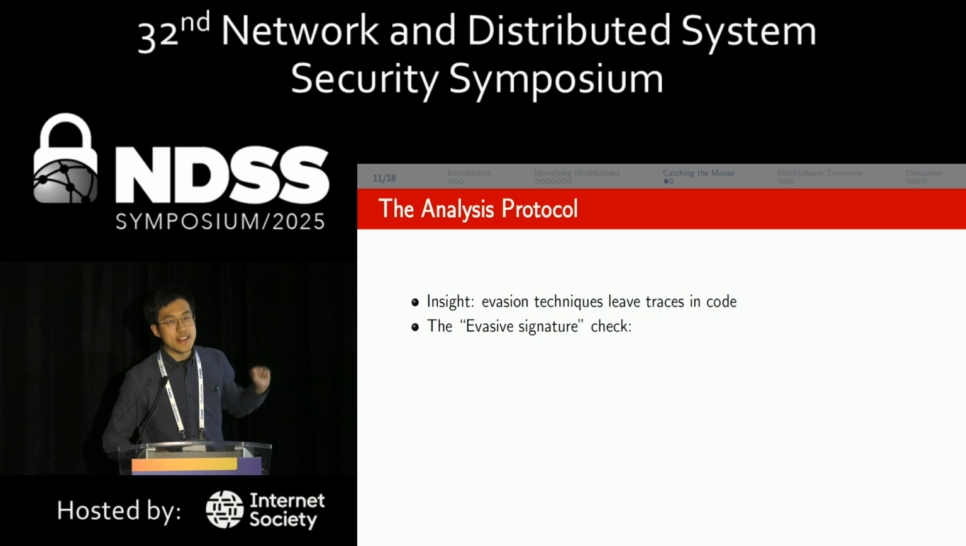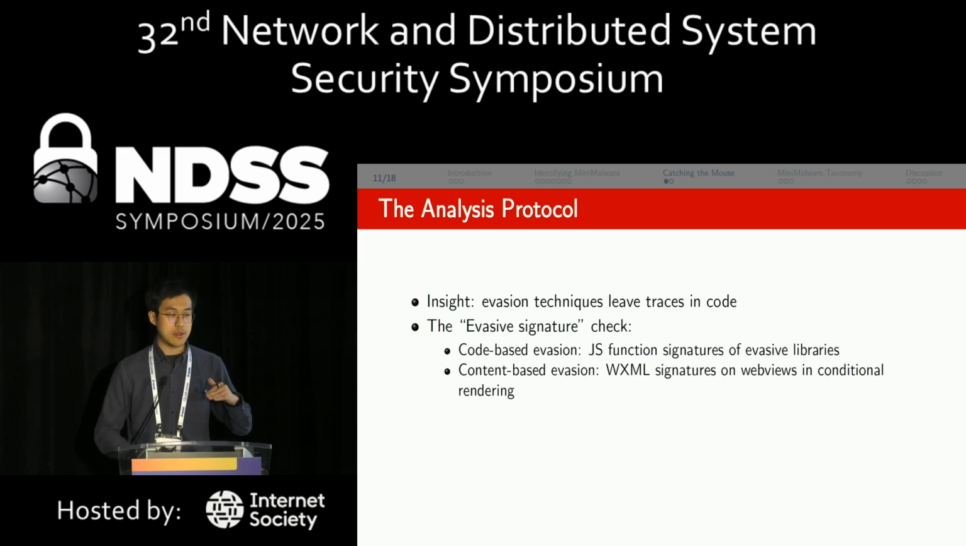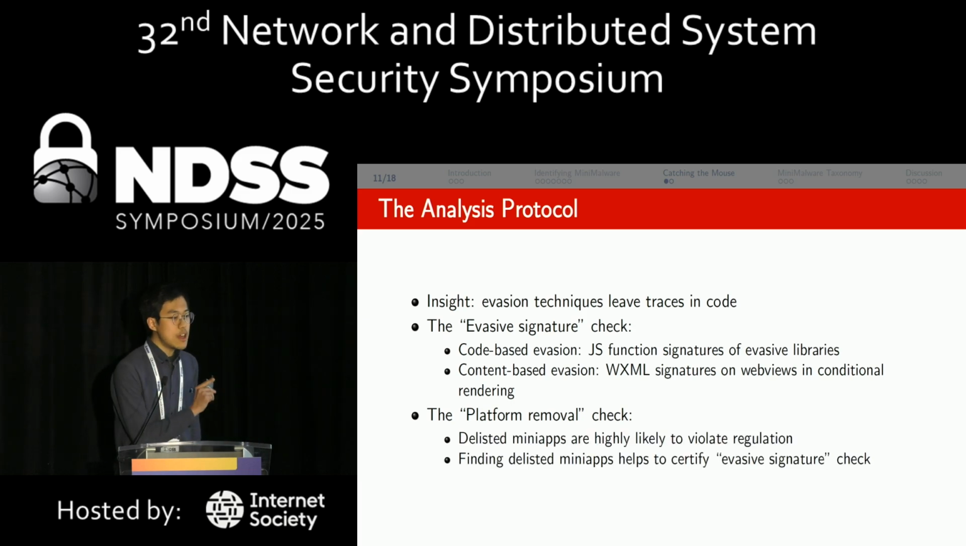The first is the evasive signature check, which means that for code-based evasion, we check if there are JavaScript function signatures of those evasive or hot update libraries. For content-based evasion, we check the WXML, which is similar to HTML. There are if flags that control different things and render some sort of web views. But we need something else, the platform removal check. If this mini app is delisted, it is very likely that they are doing bad things, and the platform acknowledges the malicious behavior. So this is important to prevent false positives.